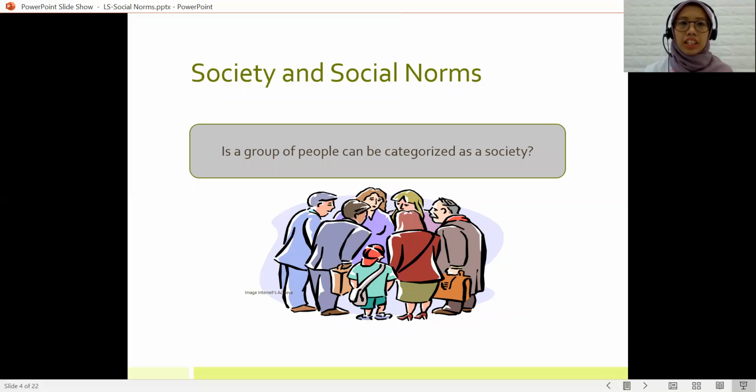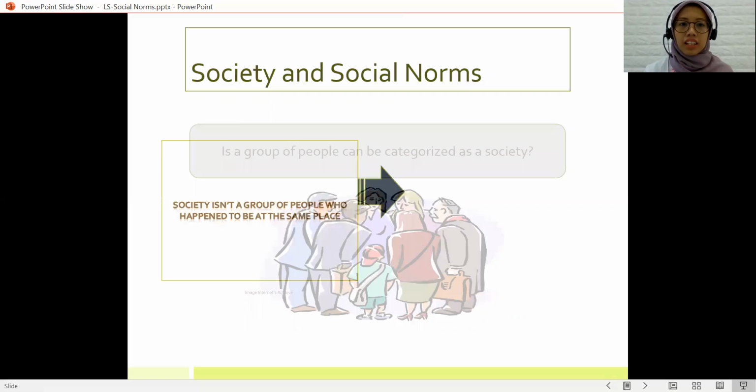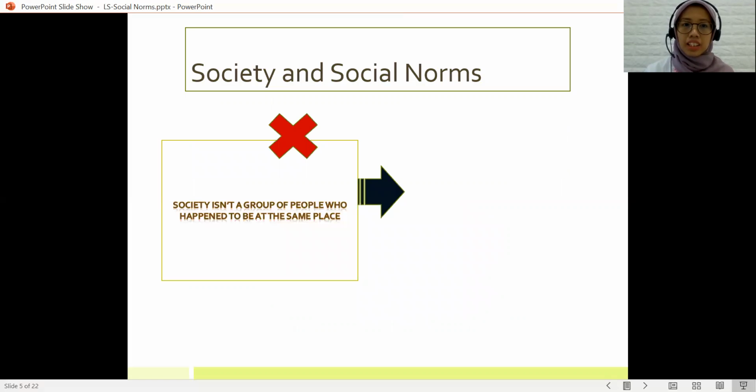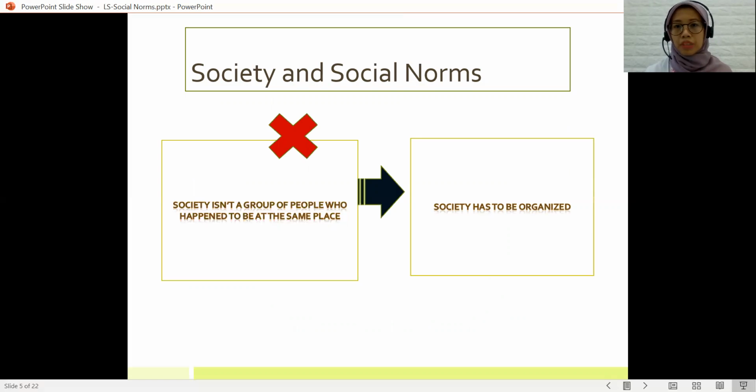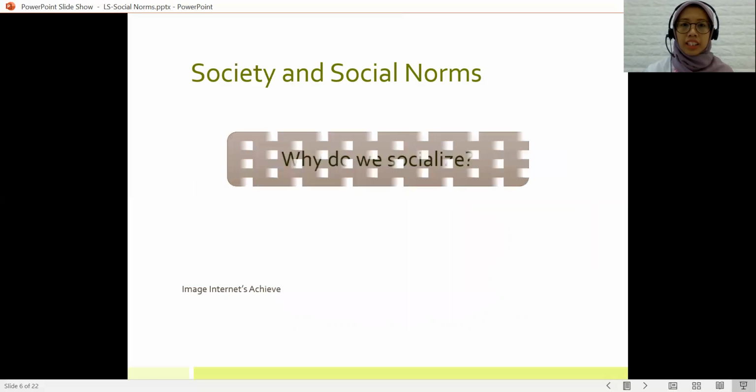The question is, can any group of people be categorized as a society? For instance, just people who met in the street. It is not. A society is not just a group of people who happen to be at the same place at the same time. The important characteristic of society is that it has to be organized. So what do we mean by organized?